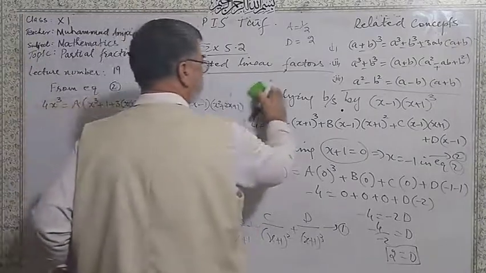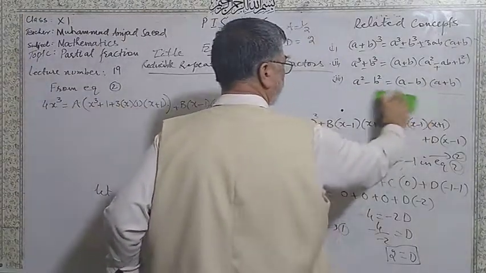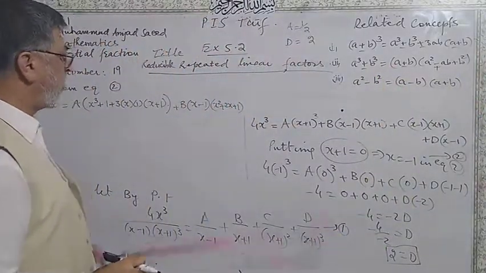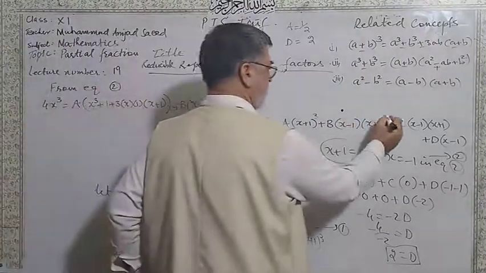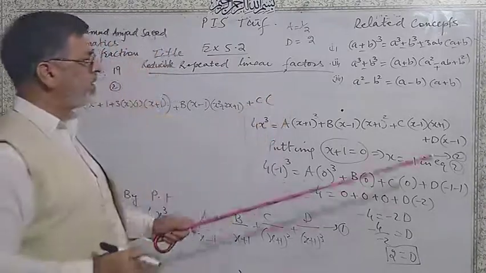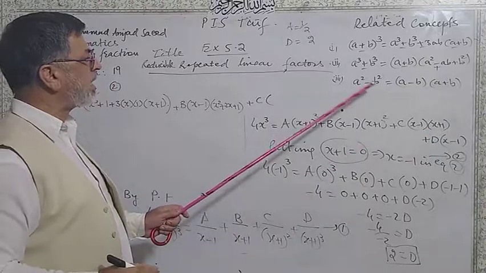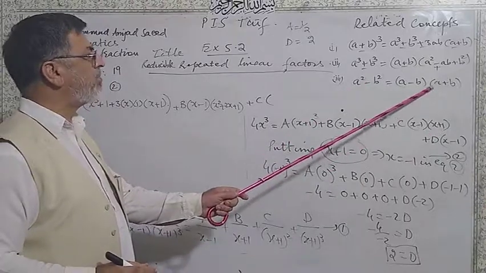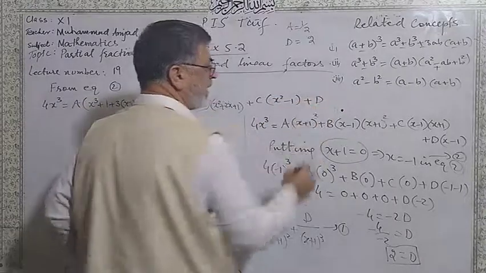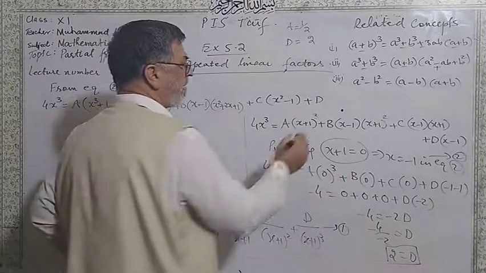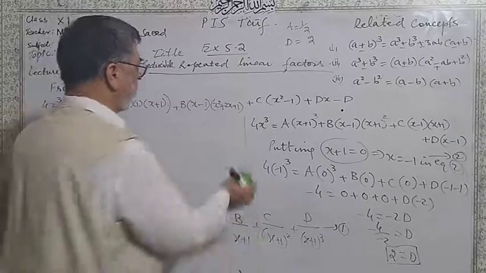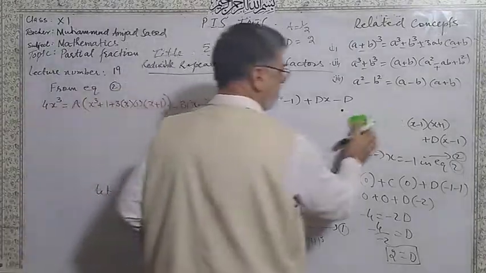After that, b into x minus 1, that was square. And after that, plus c into x minus 1, x plus 1. Check this last formula. You will move from right to left, and it will be first square minus second square. And then last, open up the bracket, dx minus d. Now we can rub it.